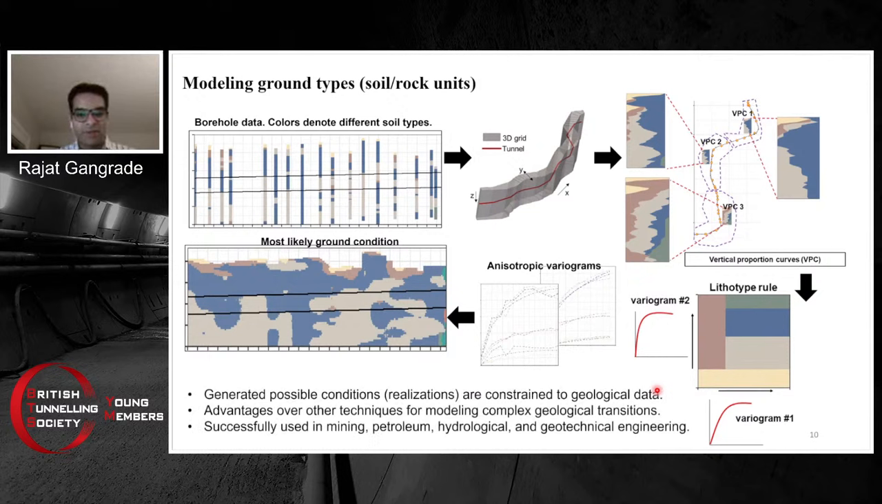One of the biggest advantages in this case is that the realizations or ground conditions are constrained to the geological data. We are utilizing the actual borehole data. We are utilizing the trend, pattern, variability or proportion differences of each soil type. We're also constraining it to which soil units need to be in contact with which other soil units. And then, obviously, the important aspect of variograms, because if the spatial correlation structure is satisfied, then there are a number of ways we can say that this represents the most anticipated ground conditions. Obviously, they have been successfully applied in other engineering fields, and it's time we adapted to tunneling.